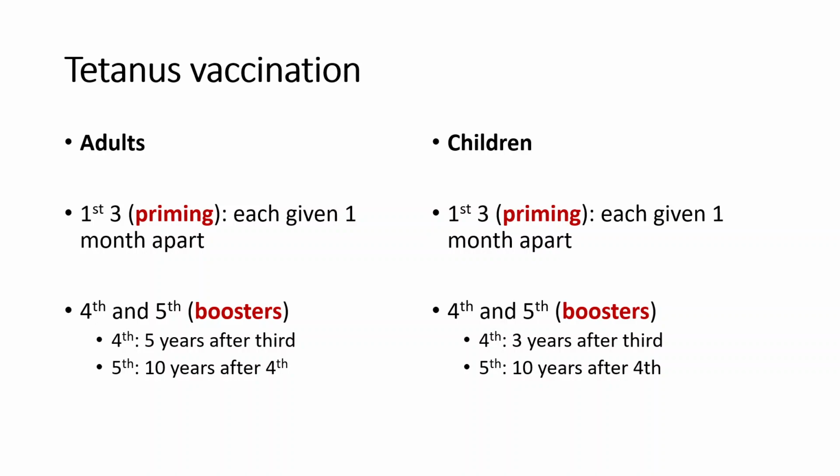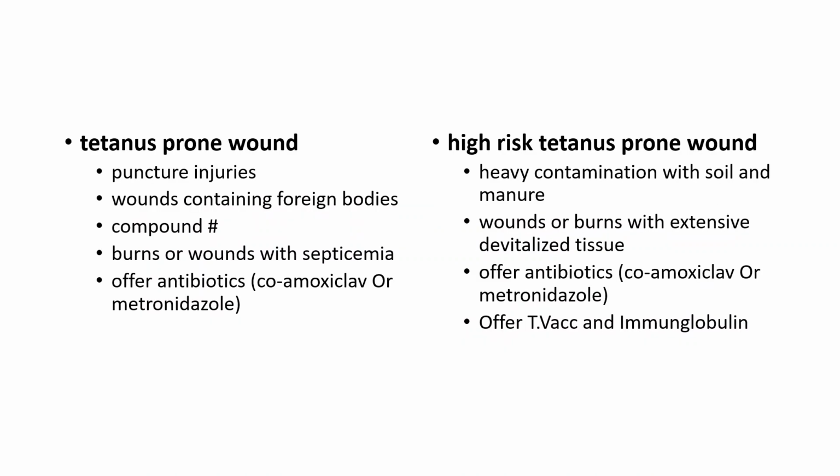Now, the priming injections are given 1 month apart from each other in adults and in children. The fourth is given 5 years after the third in adults and 3 years after the third in children. Then 10 years after the fourth, the fifth tetanus vaccination is given.